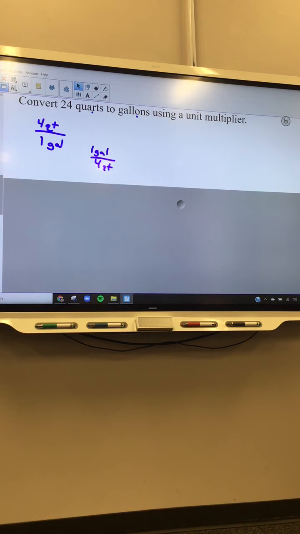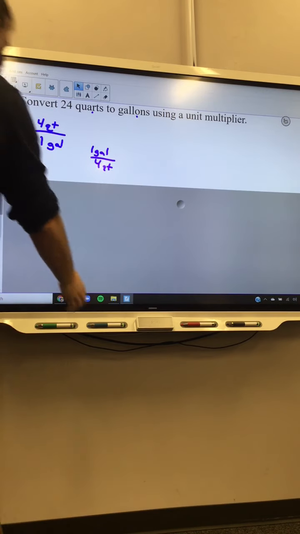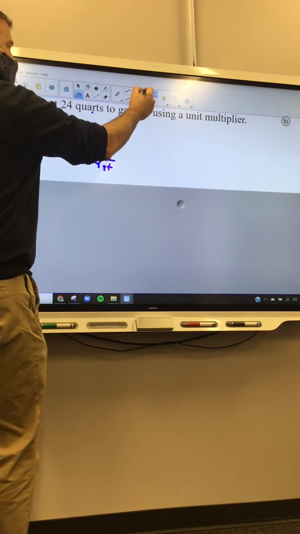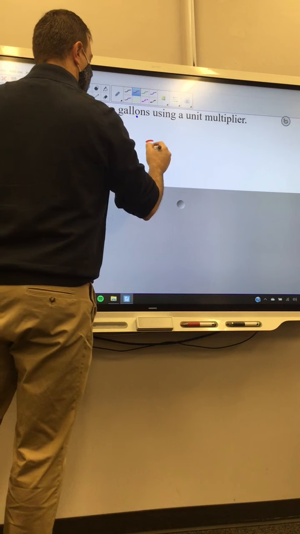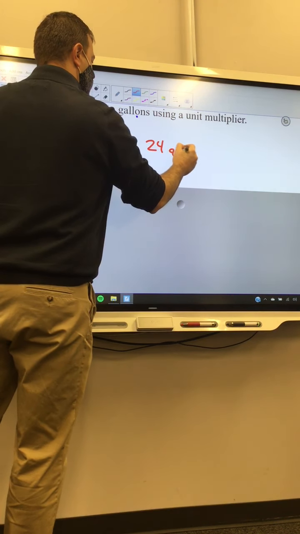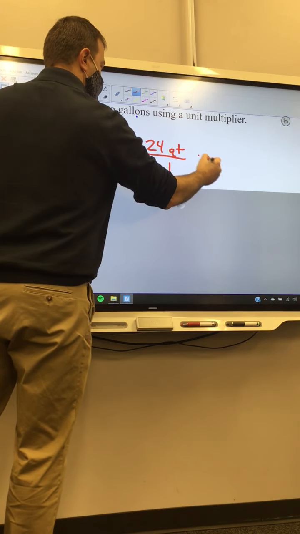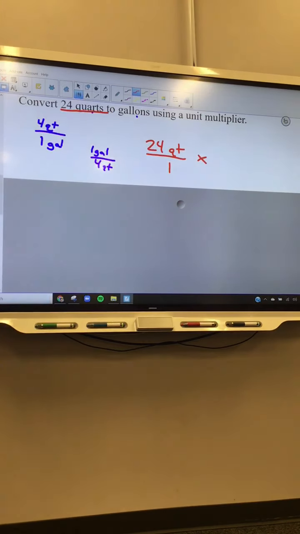Well, we're starting with 24 quarts, that should be the first thing, your given value that you're starting with. That's how you should be starting, 24 quarts, again, I'd put it over 1 times something. Matthew, what do you got? 6 gallons.